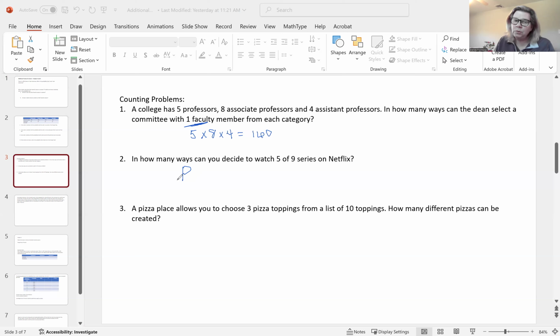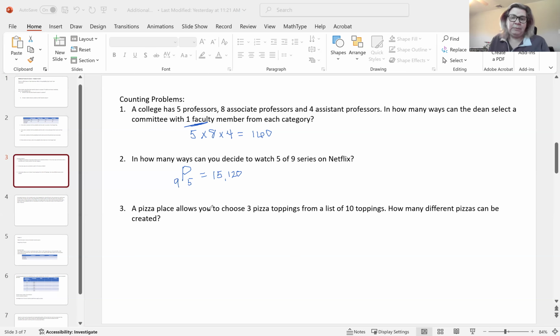The first number is always your total. So it's 9P5. You're going to find that if you switch those, the calculator is going to give you an error. The first number has to be the biggest number. You should know where to find that on your calculator. And then your answer is just 15,120 different ways you can watch 5 of 9 series on Netflix.